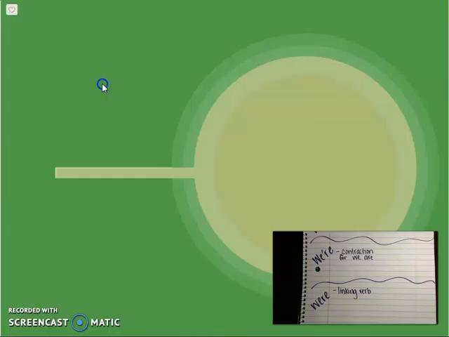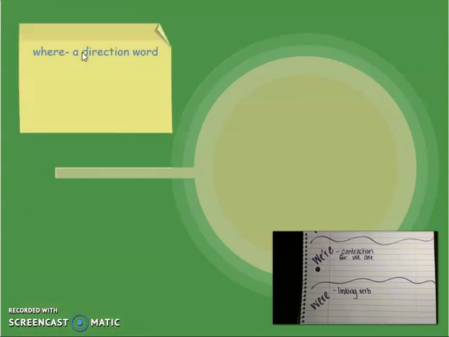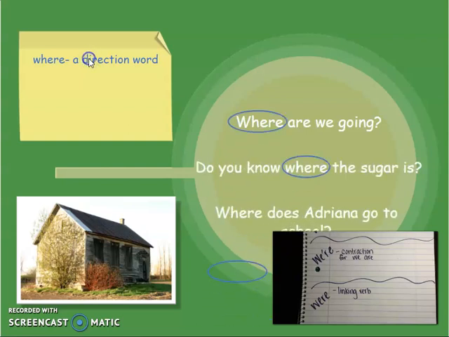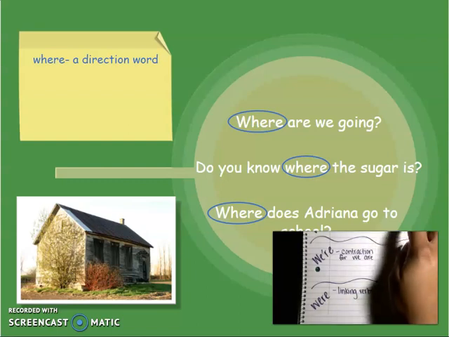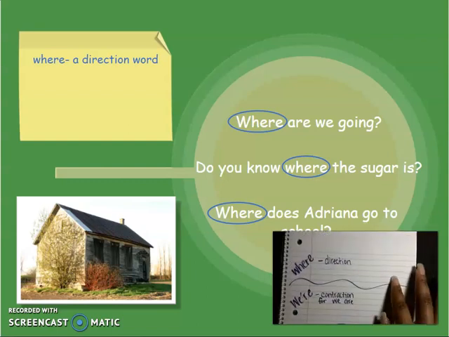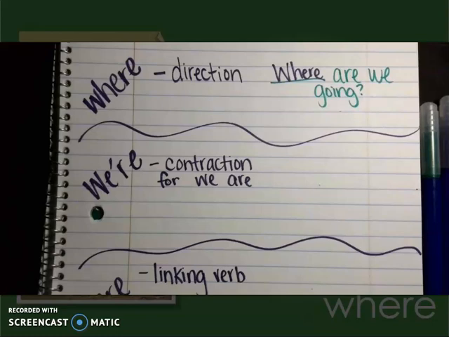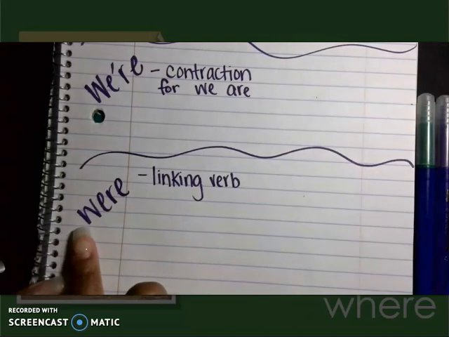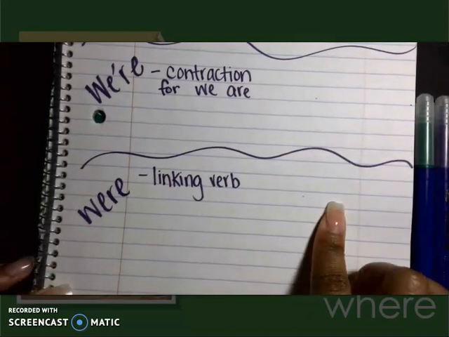Let's see some examples. For where, of course it is a direction word. We could use it as where are you going? Or do you know where the sugar is? Or where does Adriana go to school? Go ahead and write that sentence, where are we going, for your example for where. Okay, I would like for you to complete a sentence here for we're, the contraction, and a sentence here for were as a linking verb.